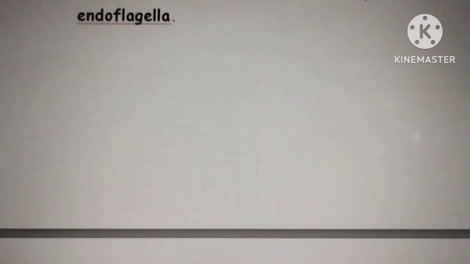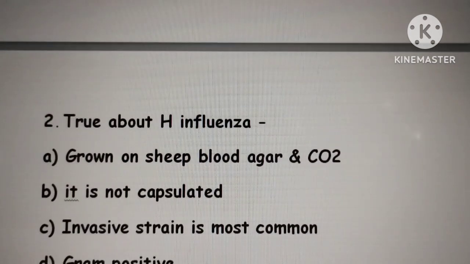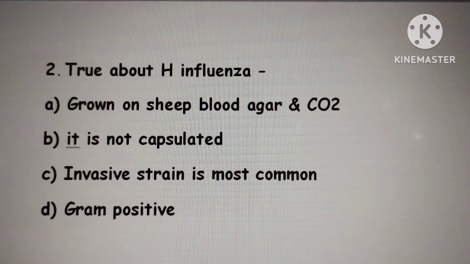So the second question is, the true statement about H. influenza. First, it is grown on sheep blood agar with carbon dioxide and it is not capsulated. Invasive strain is most common and it is gram positive. Which is a true statement here? We'll rule out the options one by one. First, it grows on sheep blood agar and carbon dioxide. No, the growth is usually seen in chocolate agar.